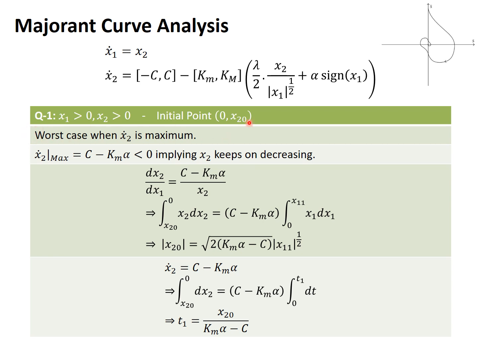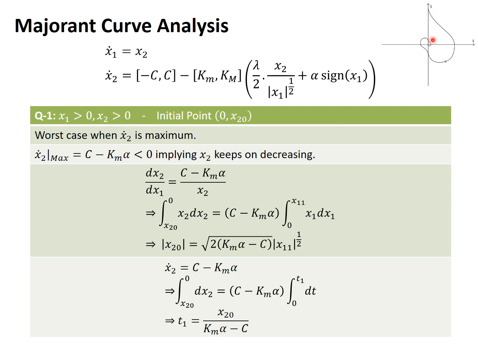Now, we are again analyzing on the worst case basis. As we had done in twisting, we analyze on the worst case basis. This is a very important mode of analysis in geometrical analysis, the worst case basis analysis. So, what is the worst case? Worst case for x2 dot. Worst case for x2 dot means we are trying to see whether we are decreasing or not.